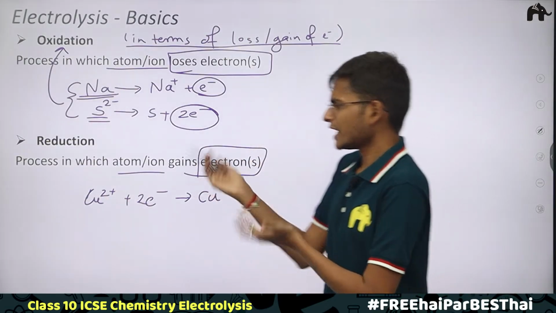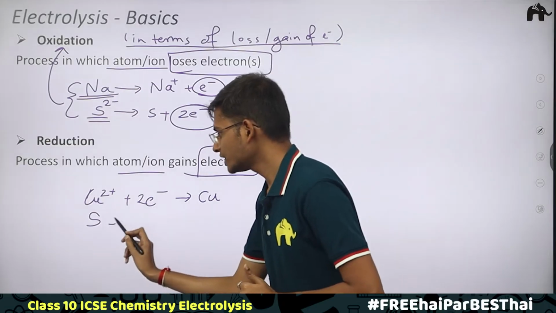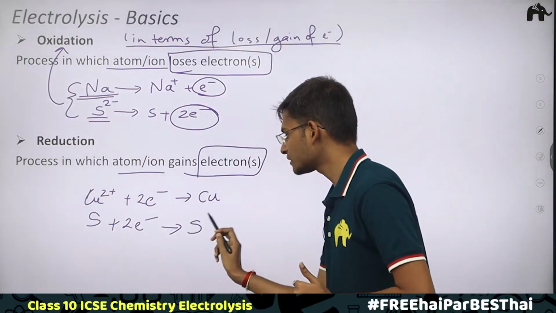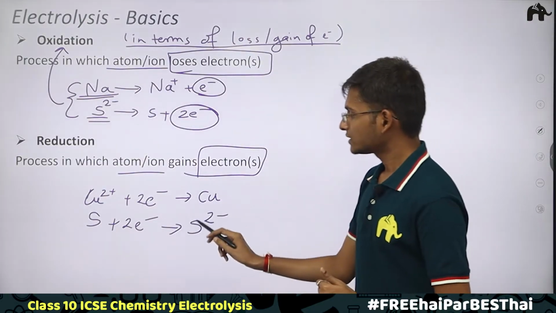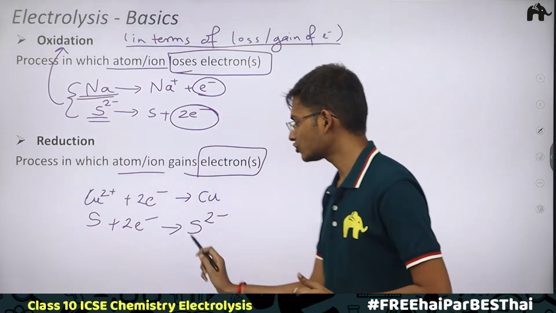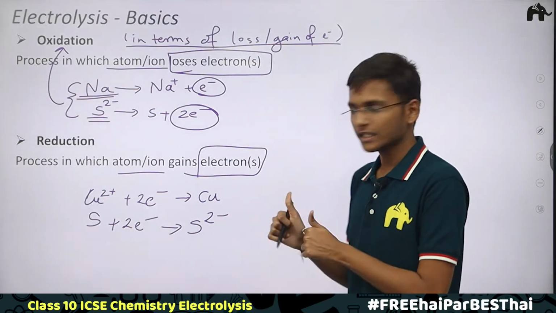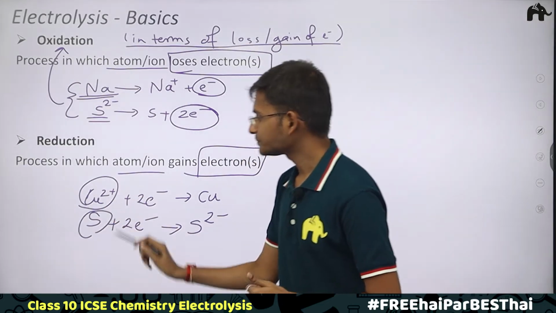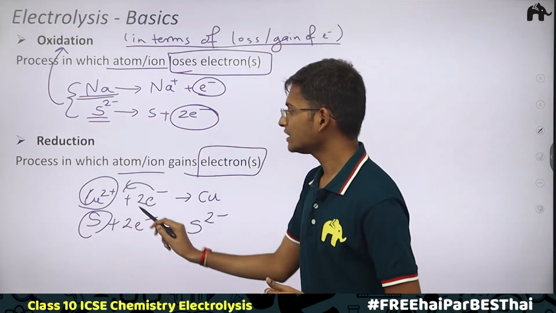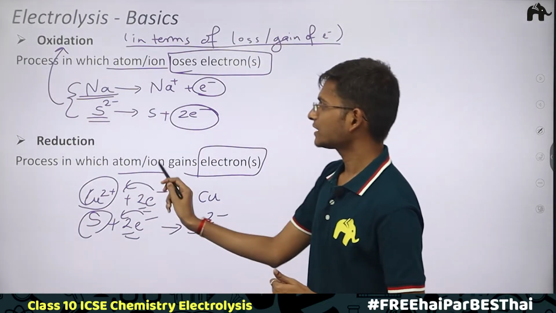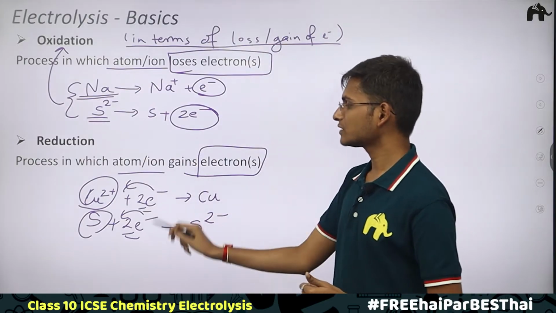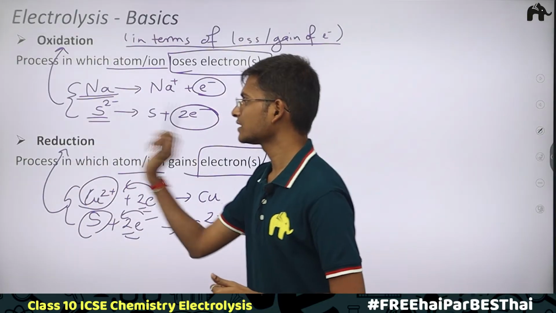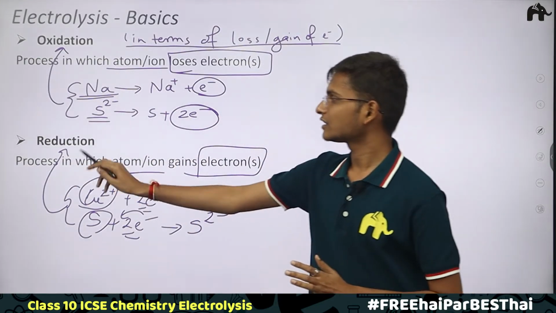Same way, suppose I'm taking a sulfur atom. It is neutral, it gains 2 electrons, and it becomes a sulfide anion, S2 minus, with 2 negative charges on sulfur. Clear? So in both these processes, here an ion and here an atom, they are gaining electrons. So an atom or ion gains electrons, and such a process is called reduction. Both these processes are reduction.